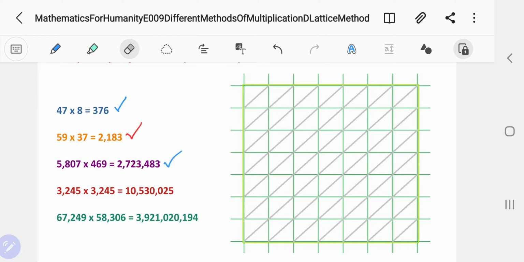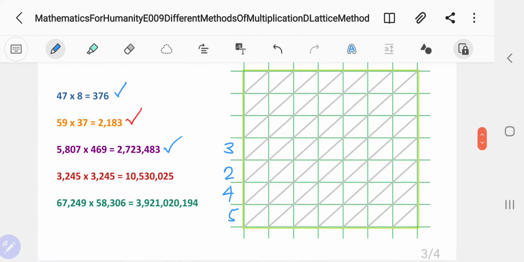Next example would be 3245 times 3245. So one by one we do the multiplication. 3 times 3 would be 9. So I write 0 here and then the 9 here.